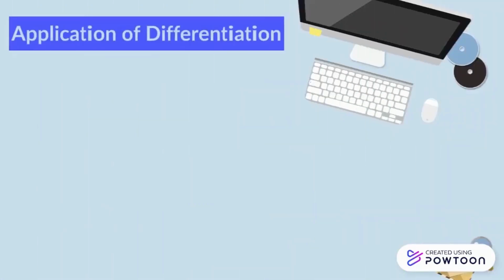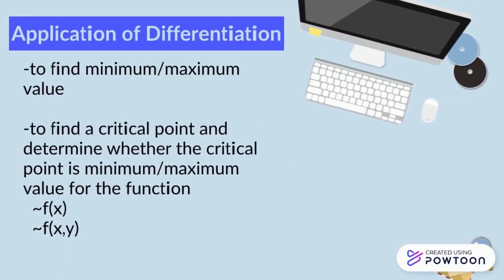In this part, we can know how to determine minimum and maximum value and know how to find critical points. In application of differentiation, we can know how to find minimum and maximum value. And we can know how to find a critical point and determine whether the critical point is minimum or maximum value for the function f(x) and f(x,y).